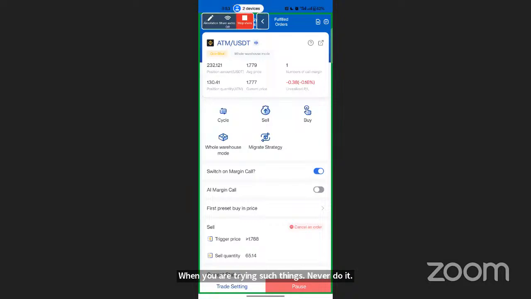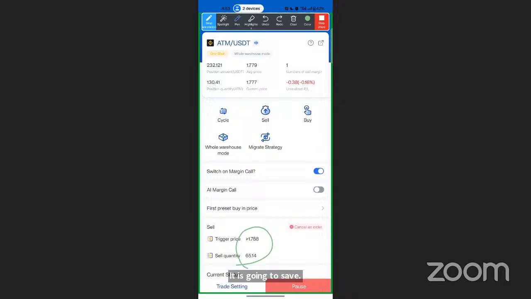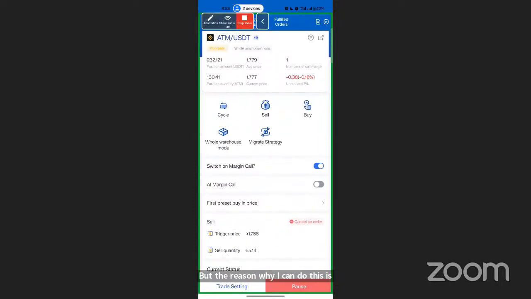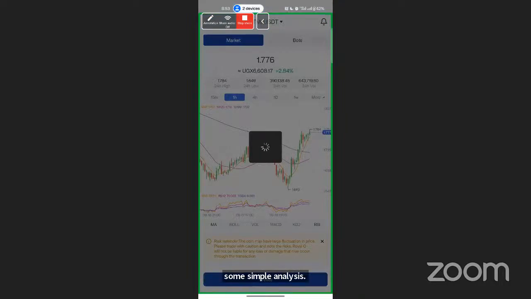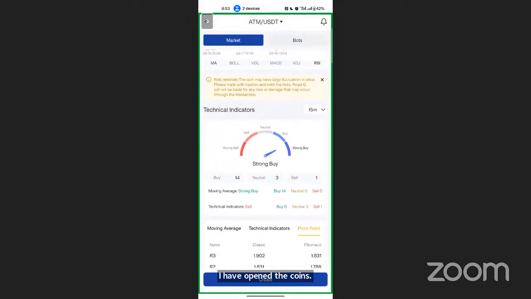It is going to sell. You see? When it gets to 1.788, but also do not finish all your money. I still have more money for margin calls. But the reason why I can do this is because I've done some simple technical analysis. I have opened the coin. I've not just come out of gambling. I don't know if I'm making sense to someone.